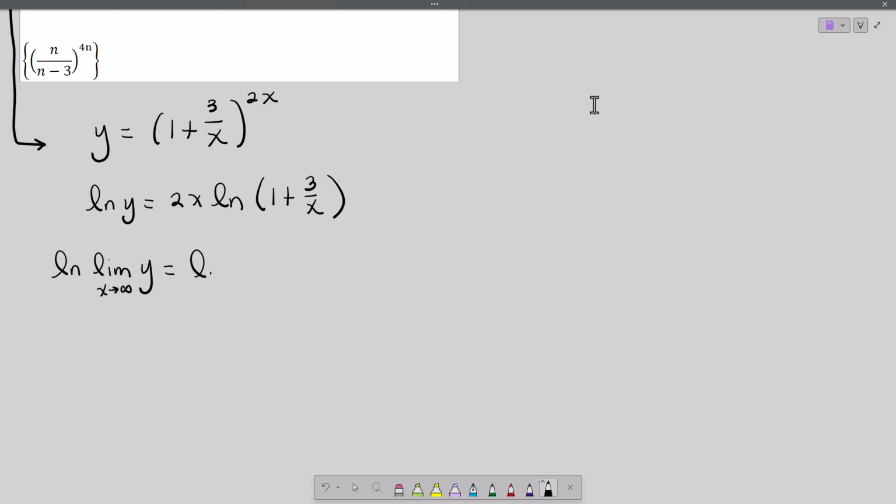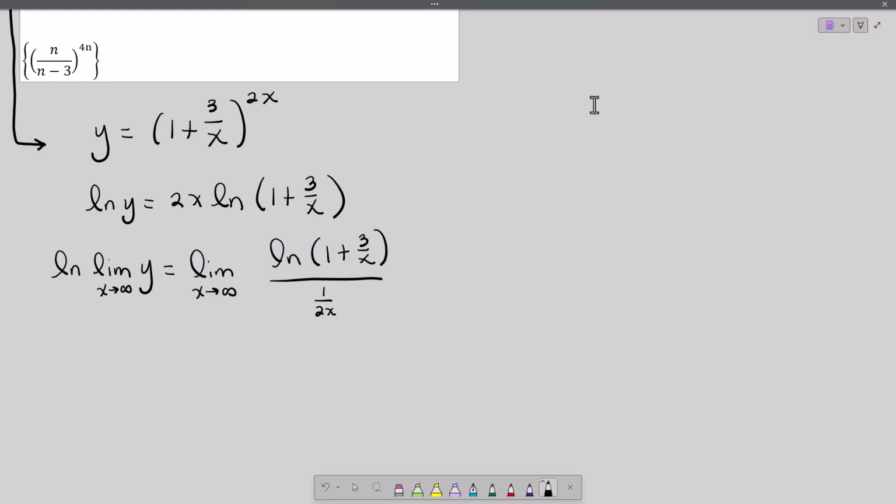Then over on the right-hand side, we want to take the limit as x goes to infinity. We're trying to get a L'Hopital on the right-hand side. When I look over here, I see that as x goes to infinity, this log piece goes to 0. 3 over x goes to 0, 1 plus 0 is 1, log of 1 is 0. And this part over here, 2x, that's infinite. So we want to manipulate this, and the way we manipulate it is to move it into the denominator. We're going to move 1 over 2x down into the denominator like that.